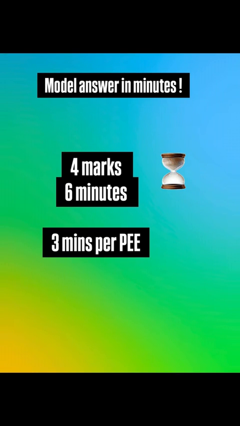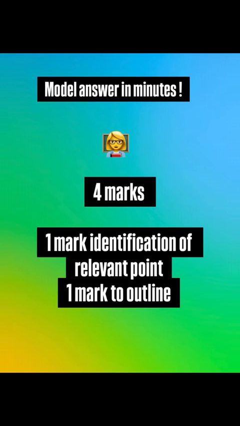So timing is everything, and A-star students tend to practice timed exam questions. Now if it's a 4-marker, you shouldn't really be spending more than 6 minutes on it. That's roughly 3 minutes per P point. So in terms of how this question is marked, it's 1 mark for a correct identification of either a relevant point, way, reason, whatever the question's on, and 1 mark to outline it successfully.